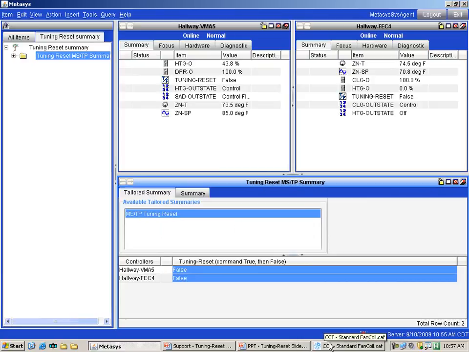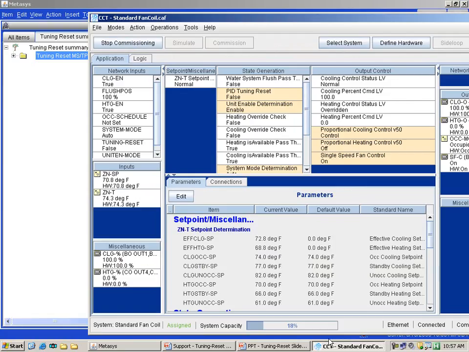Now what I'm going to do is bring CCT back up. And what we're going to do now is execute the same command from the user interface, but this time we're going to watch the tuning reset command going true because it's mapped to the NAE and I'm commanding it from the user interface. We'll also see this going true for 20 seconds. And we should see the values of the proportional cooling and heating also go into that hold state, the control state, and then back to normal.